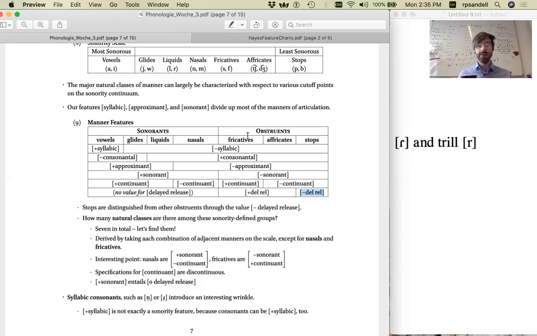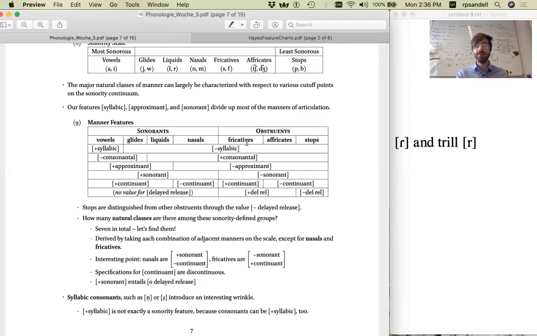This feature, delayed release, is only relevant for minus sonorant sounds. So only stops, fricatives, and affricates are specified for delayed release. What the name of this feature is supposed to mean is that the closure, the point of closure that is created between the active and passive articulator, is released immediately by a stop. So you transition in a stop immediately from a closed state to an open state. That means there is no delay in terms of the release.